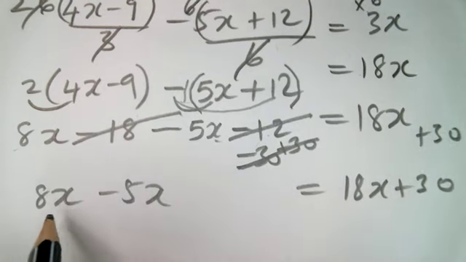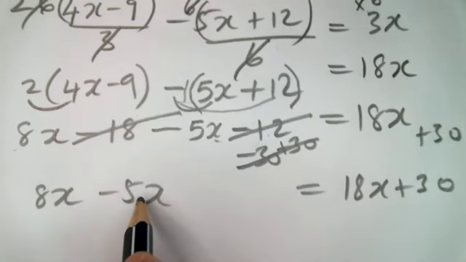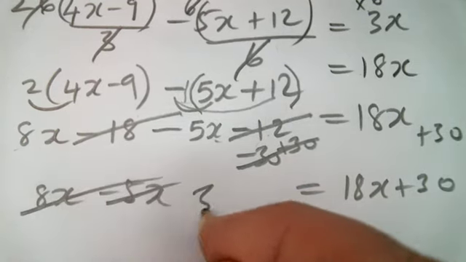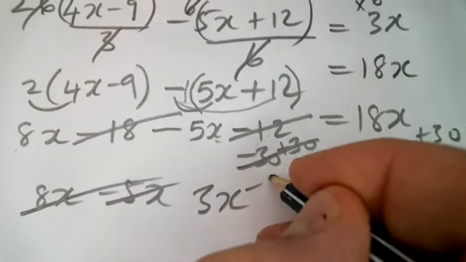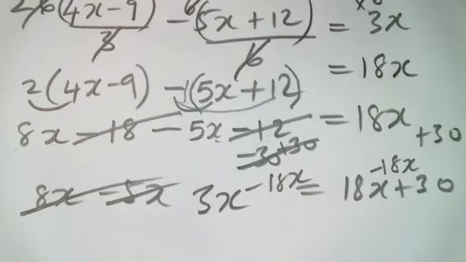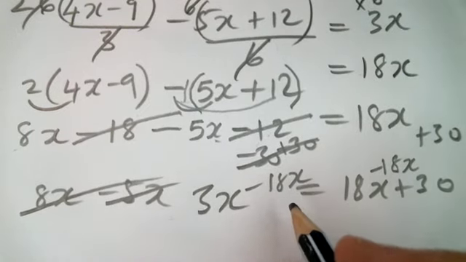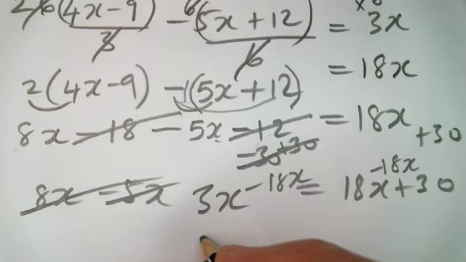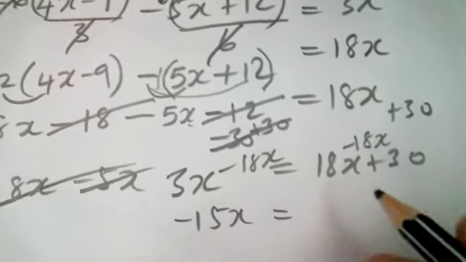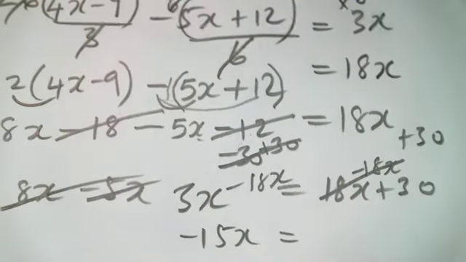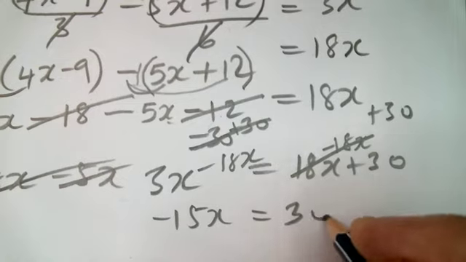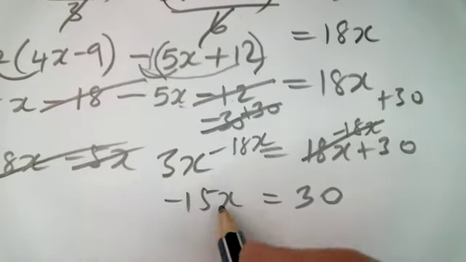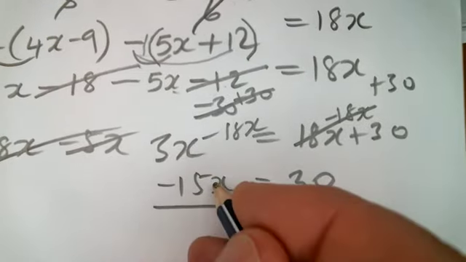Now, we know, of course, that 8x minus 5x is 3x. So I'm just going to cross all that out and write 3x. And then I'm going to subtract 18x from both sides. Here we go. So 3x minus 18x is negative 15x. And of course, the 18x is gone now because negative 18x minus negative 18x is zero, and we're left with plus 30 or just 30. So now I want to get rid of the negative 15.